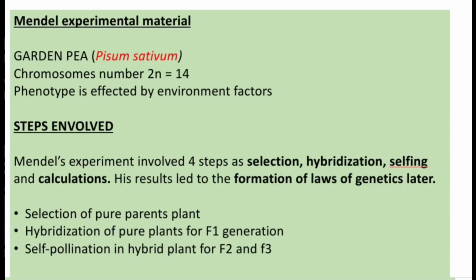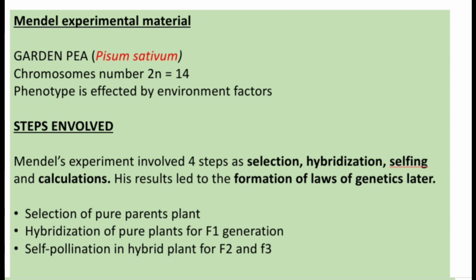The garden pea is known as Pisum sativum. The number of chromosomes it has is 14. Phenotype is affected by environmental factors. Mendel's experiment involved 4 steps: selection, hybridization, selfing, and calculations. His results later led to the formation of the laws of genetics.